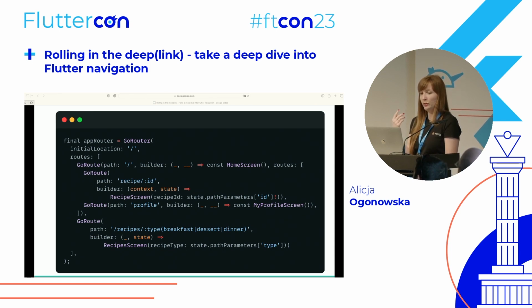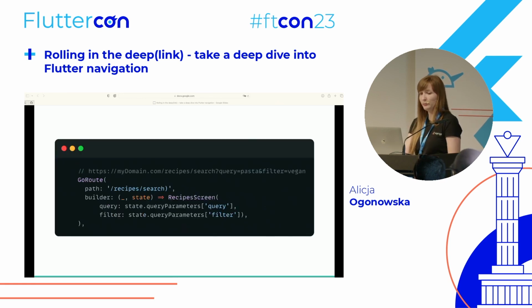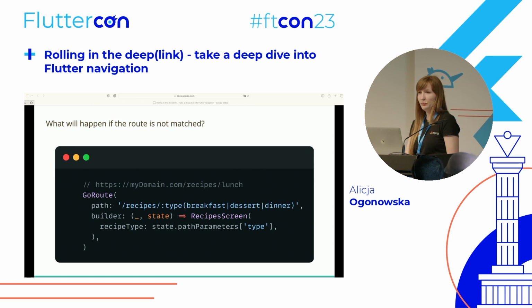So for example, when you look at this example, if you open the profile page or recipe page, you will also have the home screen behind it. So it's useful if you want to navigate the user and keep the whole stack. And you can also use query parameters. You just have to extract them from the state. And we are defining the routes that will be supported at the platform level, so in the Info.plist on iOS and in the Android manifest on Android.